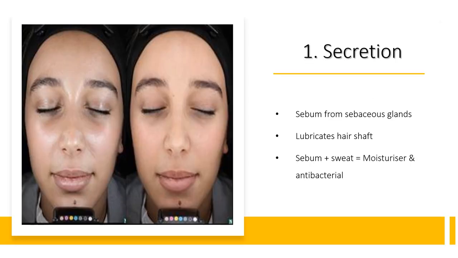Secretion of the skin happens when the sebaceous glands produce sebum, which lubricates the hair shaft and the outside of the skin, and sebum and sweat combined produce that acid mantle which moisturizes and works as an antibactericidal on the skin. So again, we've got this acid mantle which is combined by the sebum and the sweat, which moisturizes the skin and produces an antibactericidal effect. The more sebum we have being produced by the sebaceous gland, the more oily our skin is going to be.